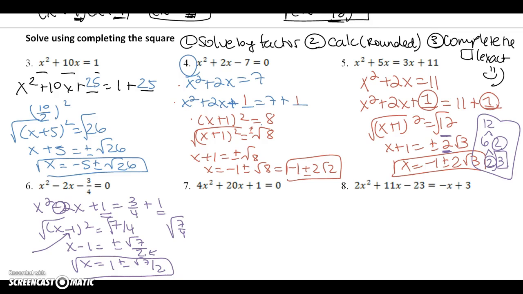All right, number 7 is a little bit different because here we have a coefficient of 4 out front.